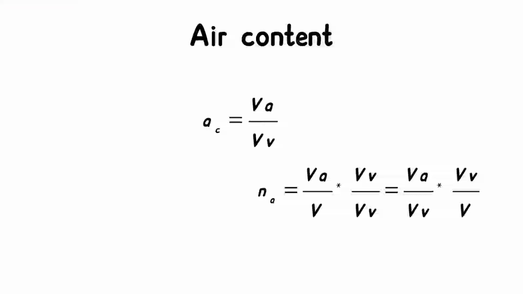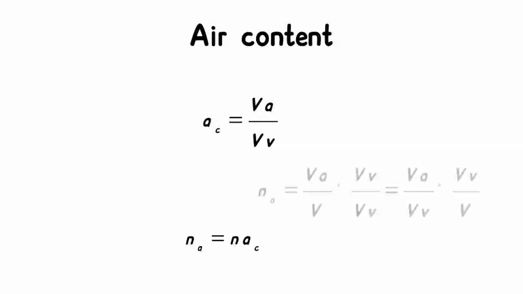Now, if we multiply the numerator and denominator by Vv, we can rewrite it as Va divided by Vv into Vv divided by V. That is, Va divided by Vv is our air content, ac, and Vv divided by V is our porosity n. So ac and na can be related as na is equal to porosity n into air content ac.